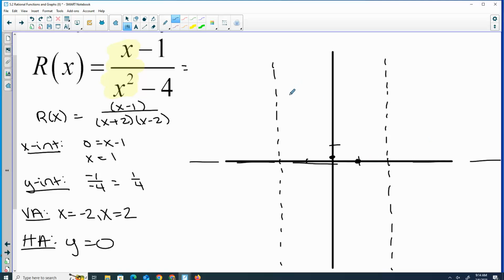Do I know just by looking at this what my graph's going to look like? No. Because I have 2 vertical asymptotes, I have to have 3 sections of the graph. I have to have something over here, something in the middle, and something over here. So if you're not sure, you can always plug in points. So this is negative 2. So if I put in negative 3. Negative 3 minus 1 is negative 4. 9 minus 4 is 5. So when x is negative 3, I'm getting negative 4/5. So that means it is below my horizontal asymptote. My horizontal was at 0. We are below that. So now I know this section has to be here.